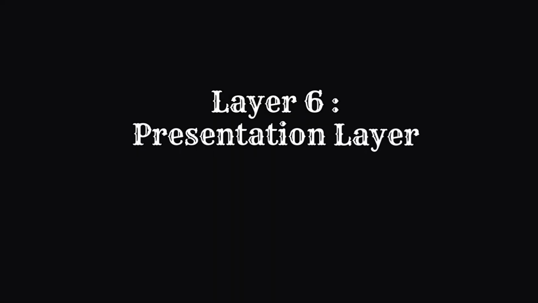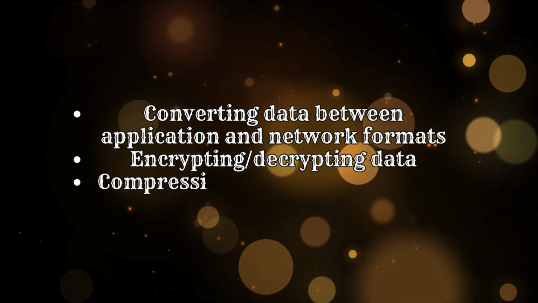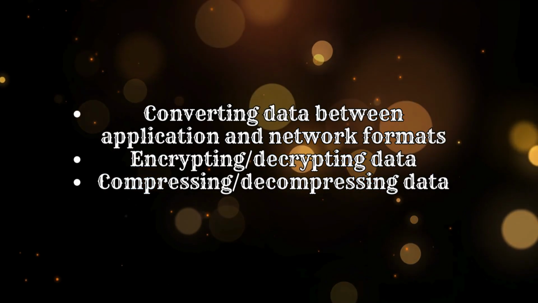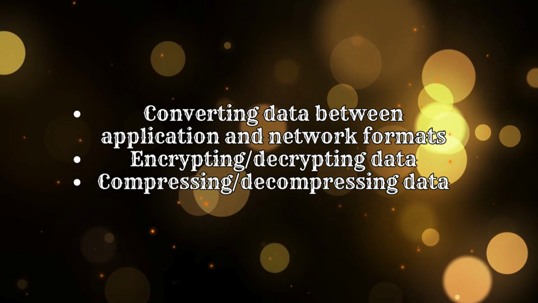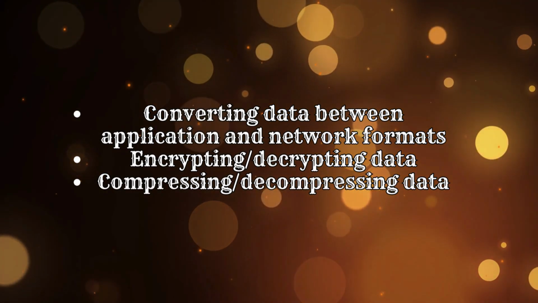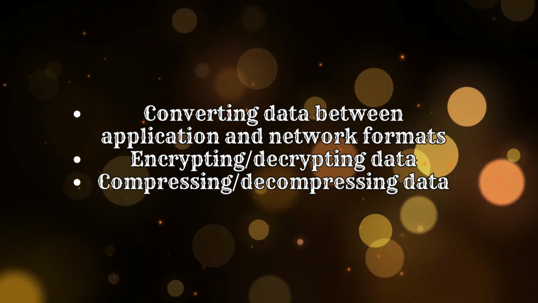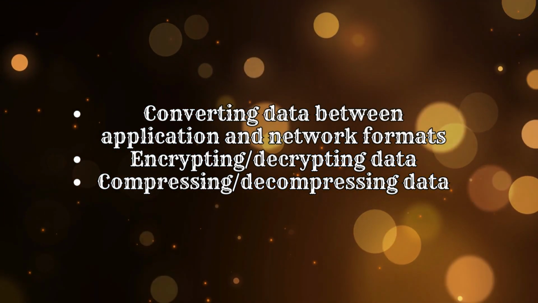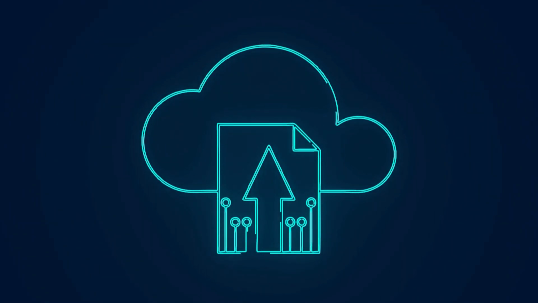Moving down, we reach layer 6, the presentation layer. This layer acts as the network's translator, handling data formatting, encryption, and compression. Its main responsibilities: converting data between application and network formats, encrypting and decrypting data, compressing and decompressing data. When you upload a photo to Instagram, the presentation layer compresses the image to make it smaller and ensures it's in a format that can be transmitted efficiently.